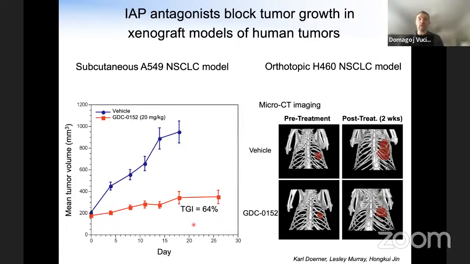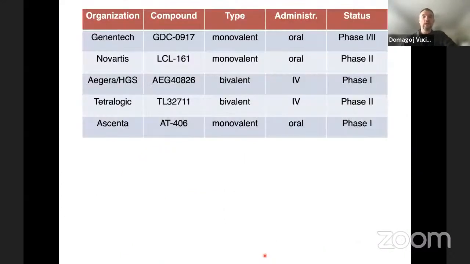Similarly, we did that with an orthotopic model. Orthotopic means you take a lung cancer cell line and inject it into the lung, into the same tissue where it should belong, the epithelium of the lung. And again, you let it develop for some time. So you see here in micro CT imaging, this is the pretreatment image, both tumors of very comparable size. However, after 2 weeks with vehicle, you see large tumor size, and here dramatically reduced tumor size in the IAP antagonist treated animals. So this kind of data allowed us to go to clinical trials.